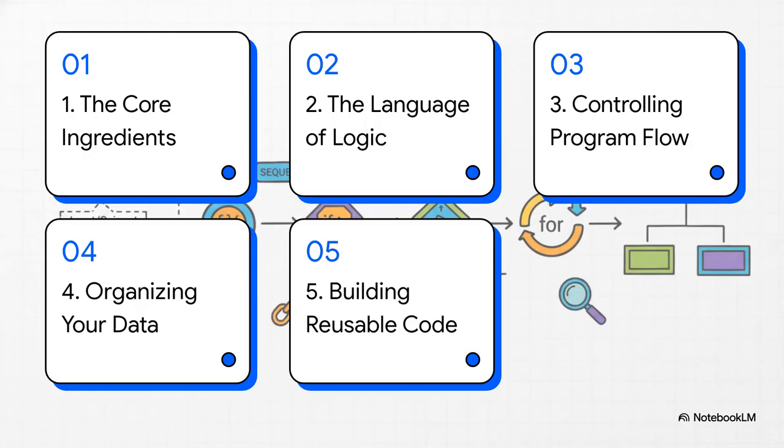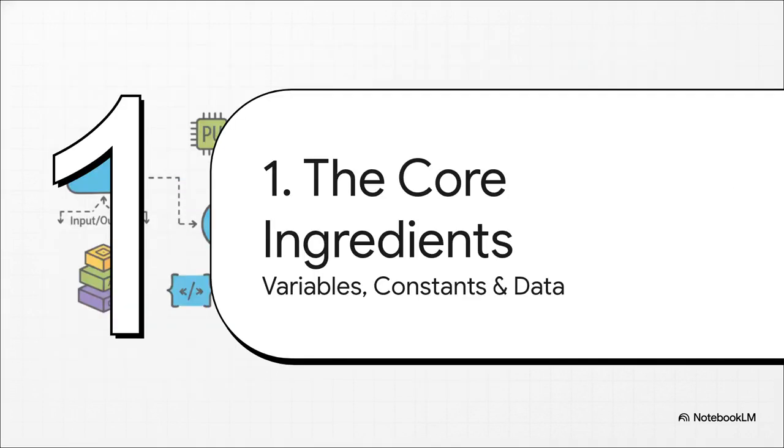We'll kick things off with the basic materials, the stuff you build with. Then we'll jump into the language of logic that lets your programs make decisions. After that, we'll see how to control your program's path, organize all your data, and finally, we'll get into the real power tools for building clean, reusable code. First up, the core ingredients.